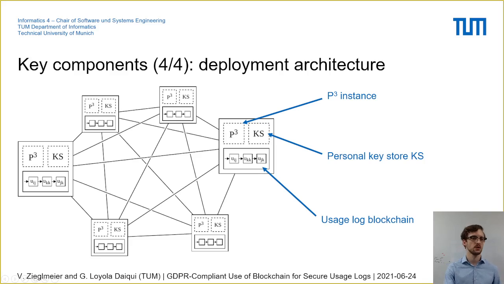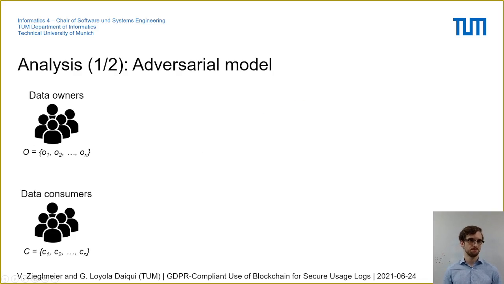Okay. Now this is everything on the theoretical side. Let's get to the analysis. To justify our analysis, we start with the adversarial model. We have users in the set of data owners O and the set of data consumers C. Our adversary alpha can be either an owner, a consumer, or any third party.